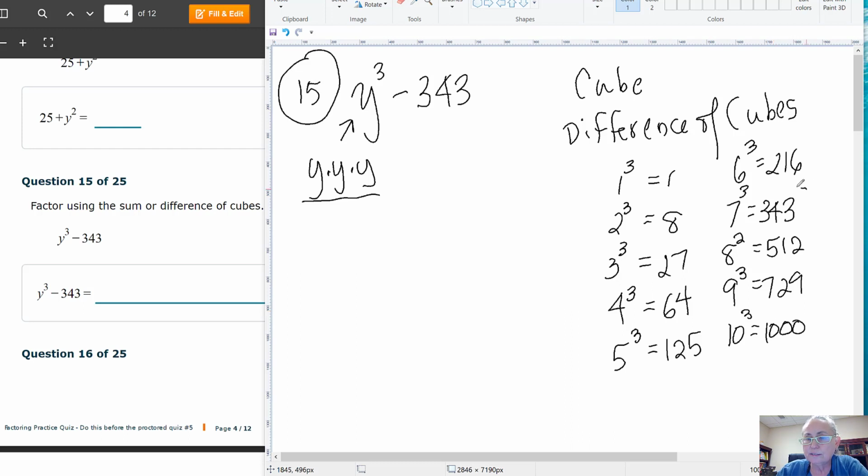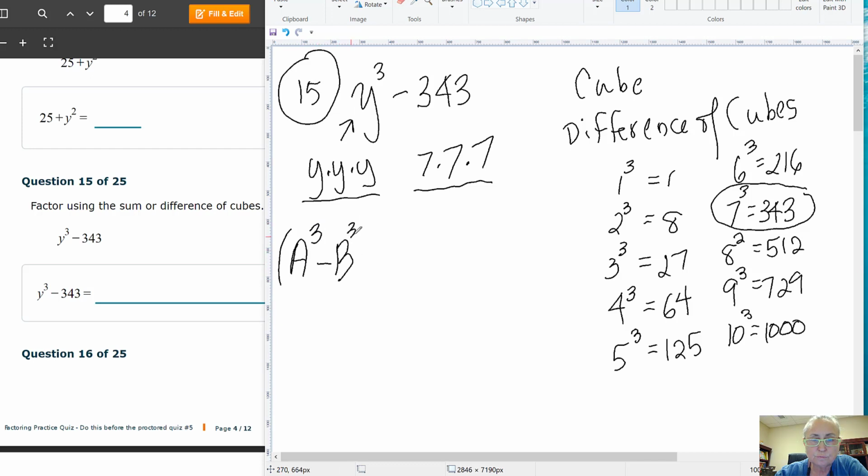But the one we need is this one, 7 cubed. So this is 7 times 7 times 7. Now here's the pattern for the difference of cubes. A cubed minus B cubed. Okay? A cubed minus B cubed. So first of all, you want to identify what are the factors that occur 3 times for each one. And this one's easy. It's A times A times A, B times B times B. This one's y times y times y, 7 times 7 times 7.